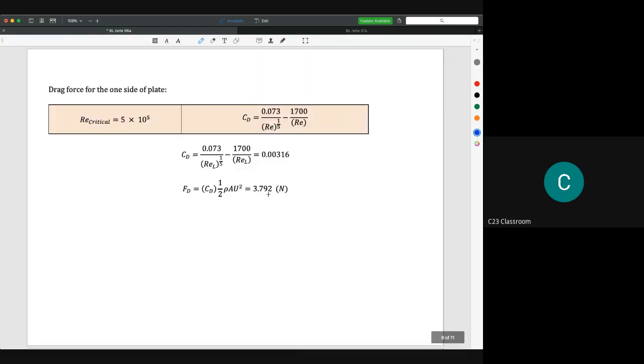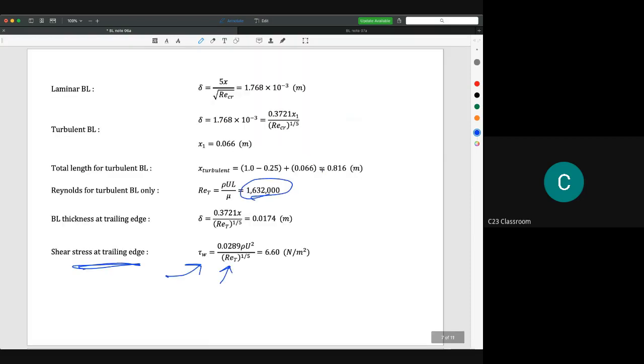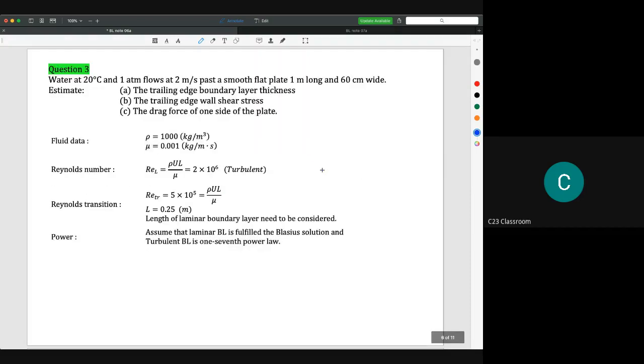Next, we need to calculate the drag force for one side of the plate. Please refer to our previous notes. Because we take the critical Reynolds number as 5 times 10 to the power of 5, we could use this equation to calculate the CD. So we substitute the values. Here the Reynolds number for this one and this one is actually the Reynolds number for the total plate. So you need to substitute the Reynolds number of this one.